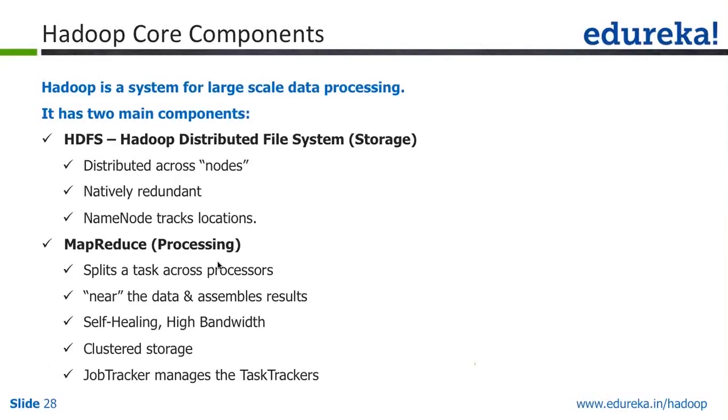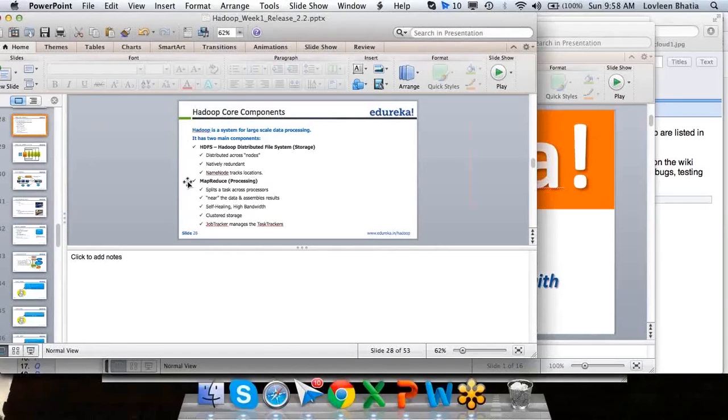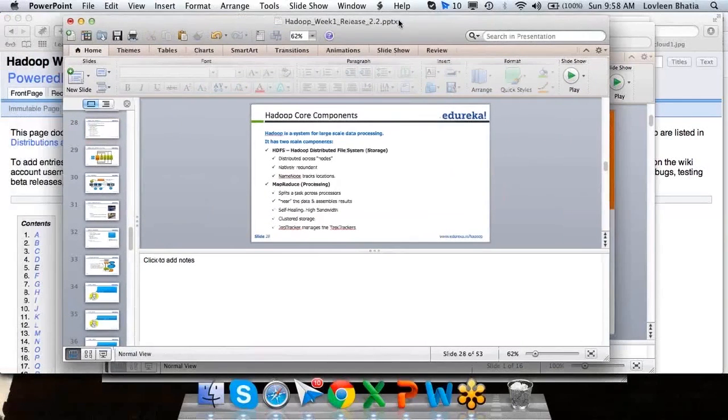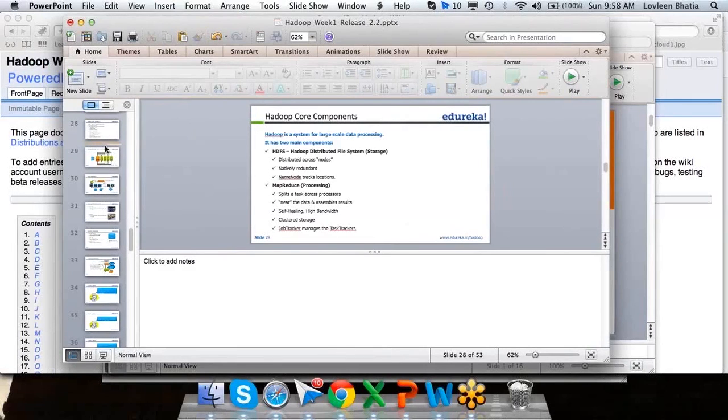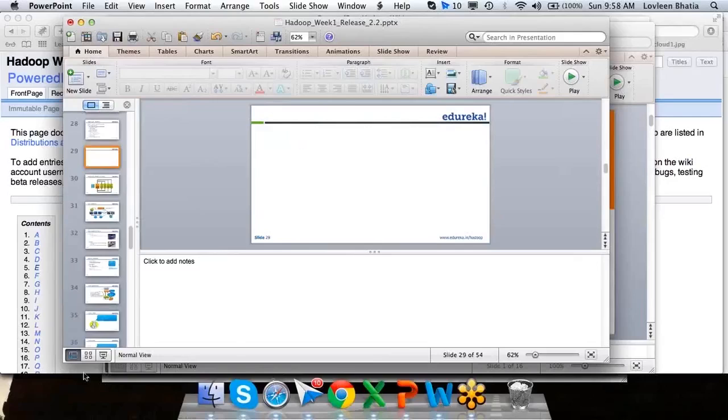MapReduce is a programming model. To analyze your data, you can run your program instead of moving your data. Let me take an example before I explain what MapReduce is. Let me put a blank slide here. Since this is election season in India, let me take an election example to help you understand.